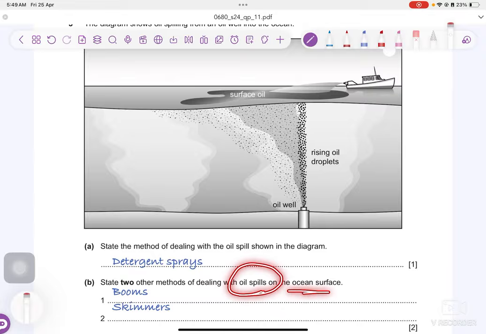Second question is talking about other methods of dealing with oil spills on the ocean surface. Like the oil is there, they don't wanna remove it now but they want to stop its spread, okay? So booms and skimmers are used to stop the spread.